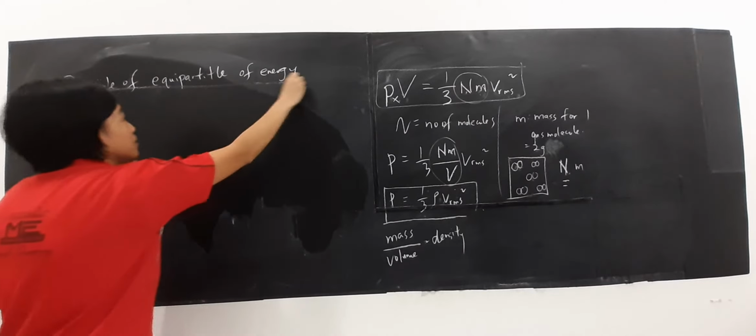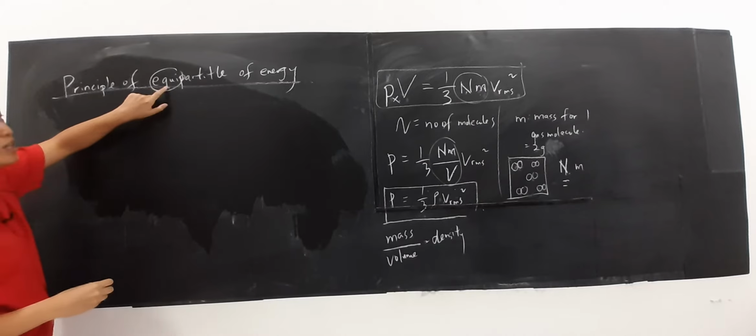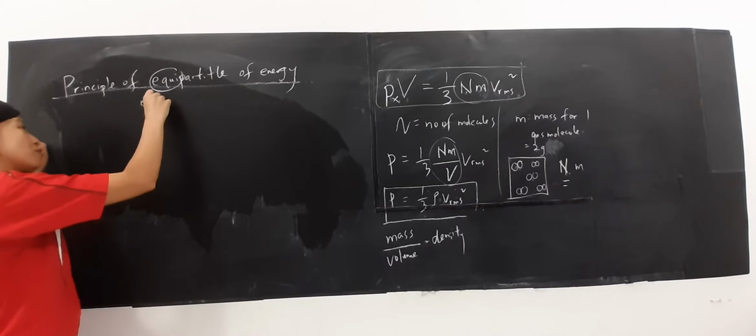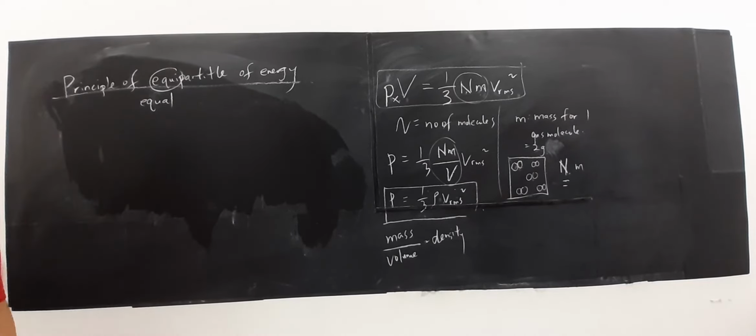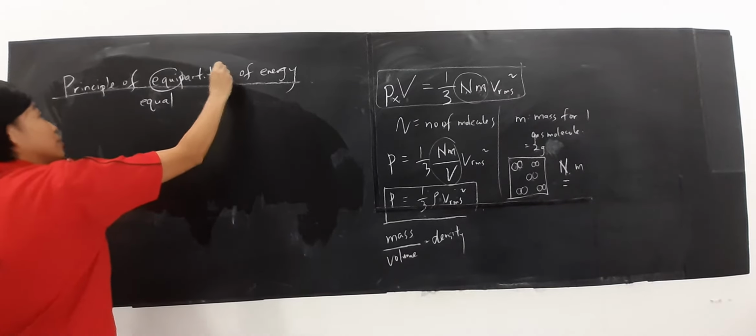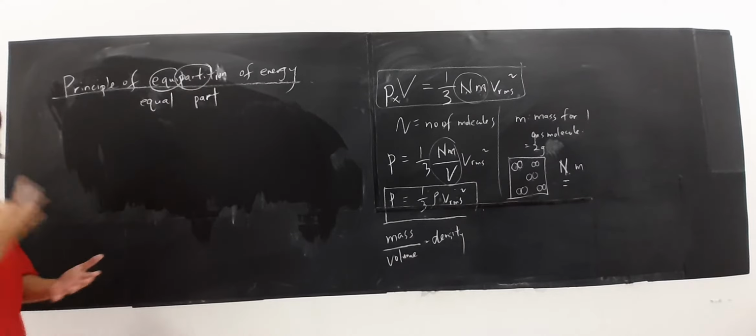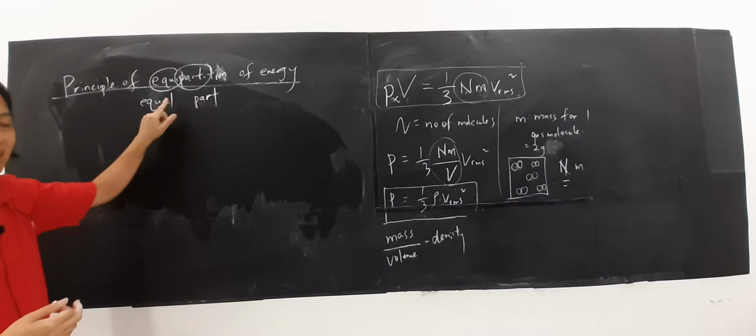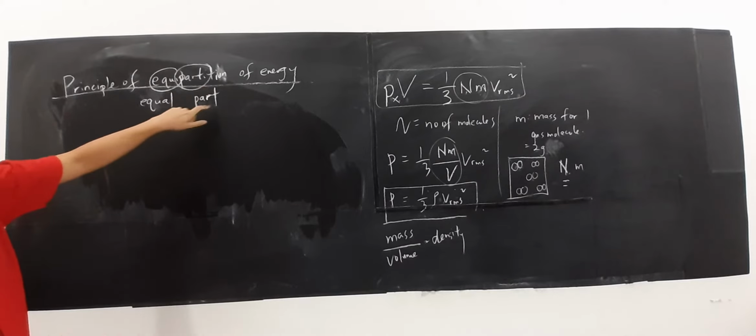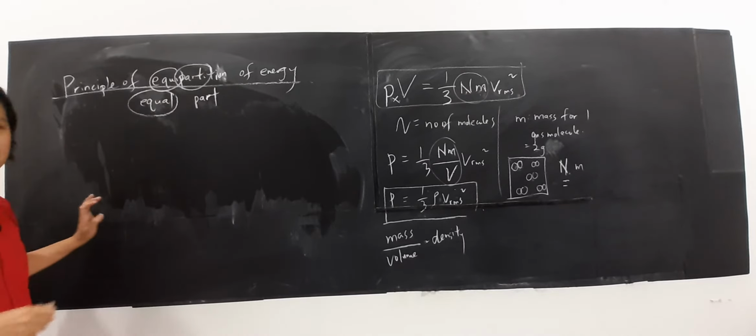Okay, what is meant by equal? Equal comes from the original word. Partition means equal part. Partition maksudnya banyak bahagian. Tapi dalam case ini setiap bahagian energi yang diberi memang sama.